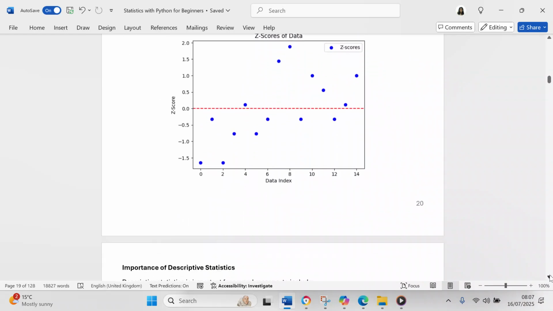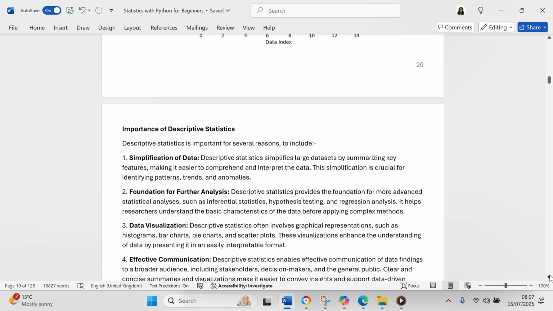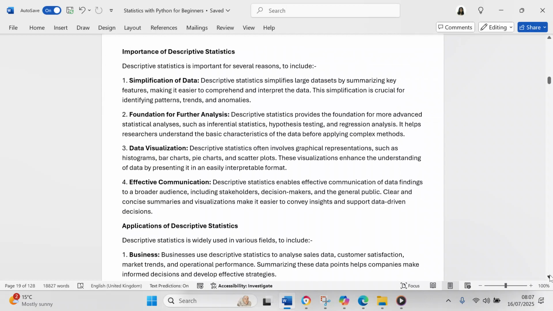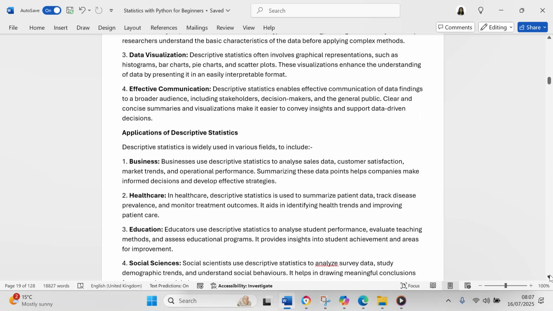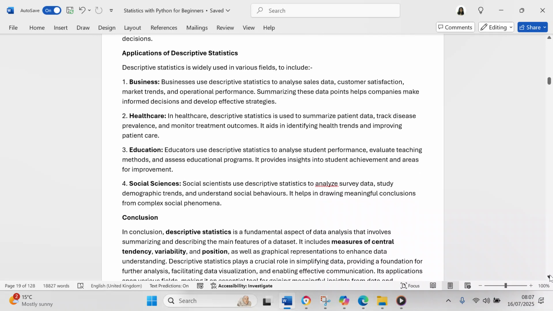So that's your z-scores. So we've got the importance of descriptive statistics is that it simplifies data. It's a foundation for further analysis. It visualizes the data and it gives you effective communication. And so we've got some applications of descriptive statistics: business, healthcare, education, and social sciences.